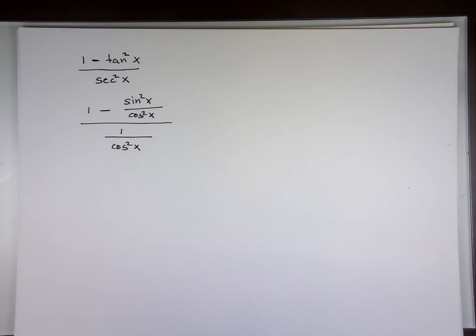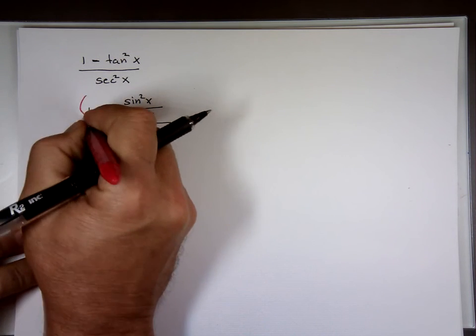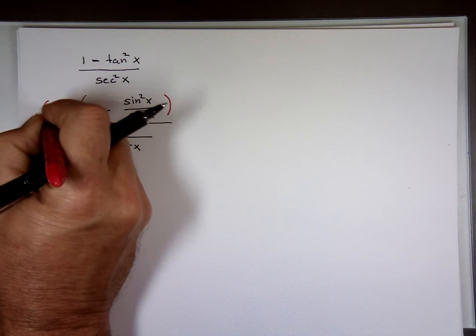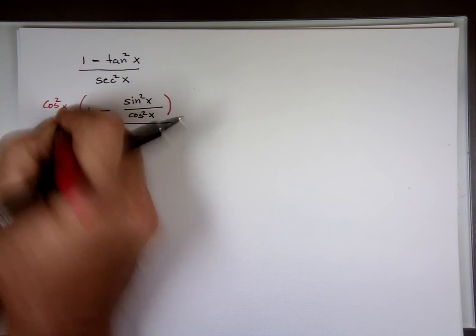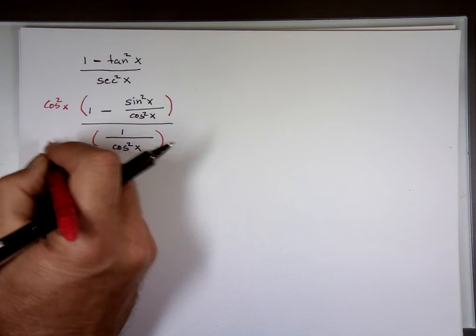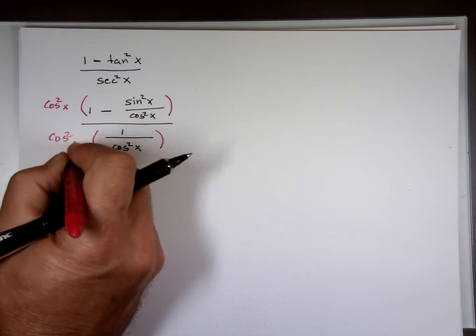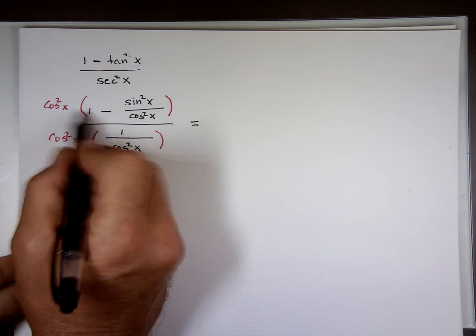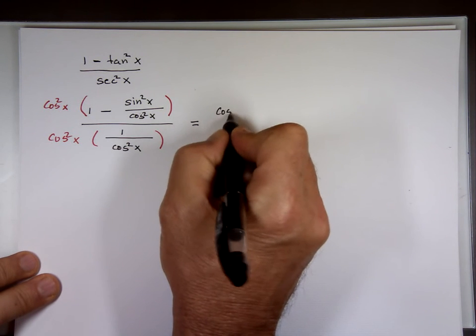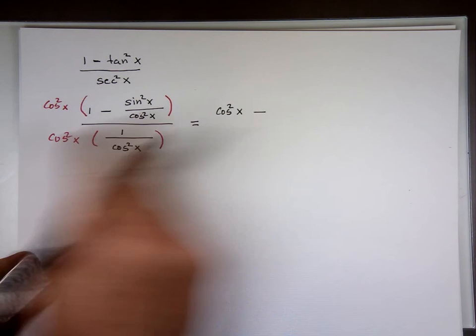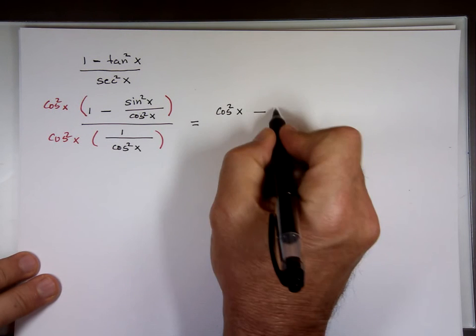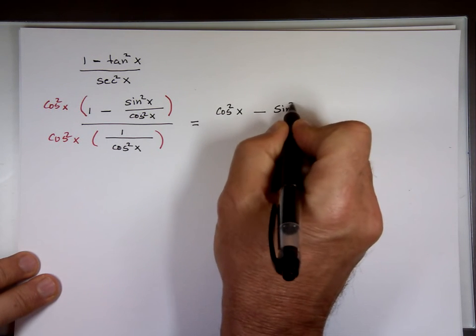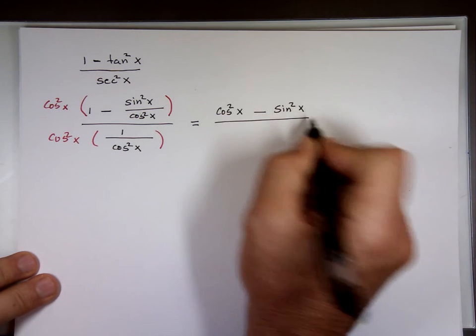If you multiply the top and the bottom, because I have all these fractions, if you multiply the top of this fraction by cosine squared x, and you multiply the bottom by cosine squared x to cancel the little fractions inside, what are you going to have? What's cosine squared times 1? When you multiply these, that'll be what? Sine squared x over what? Over 1.